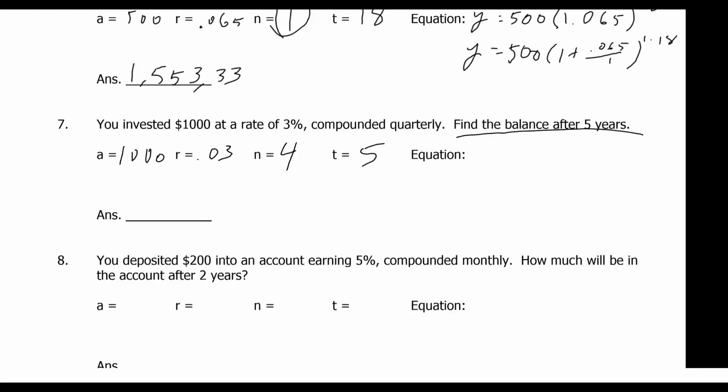Alright, so our equation is going to look a little something like this. It's going to go y equals 1,000 on the outside of 1 plus 0.03 over 4 raised to the 4 times 5. Alright, now you can actually plug this into your calculator exactly as you see it, using the fraction and everything. Alright, and what you should wind up with is $1,161.18.